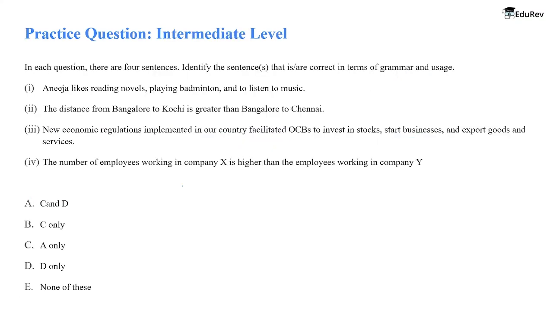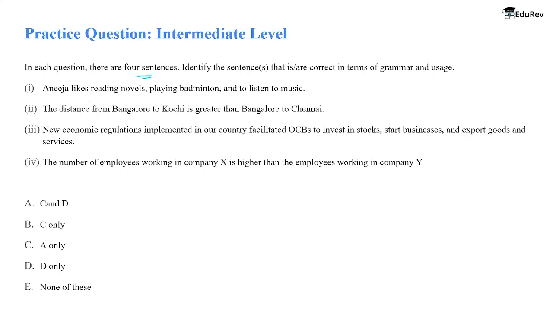The second question is from the intermediate level. In each question there are 4 sentences. Identify the sentences that is or are correct in terms of grammar and usage. So likewise, you have to tell which statement has an error and which has not.